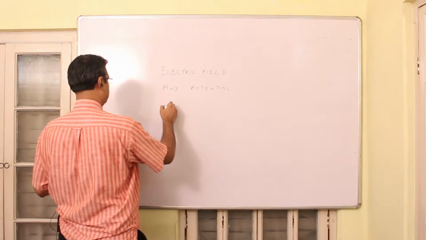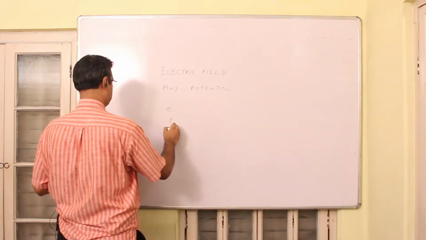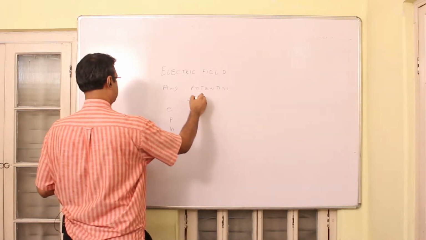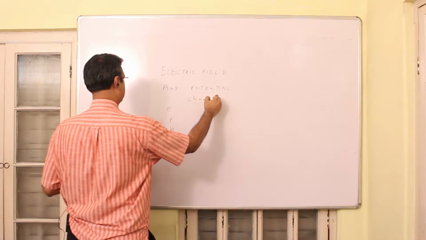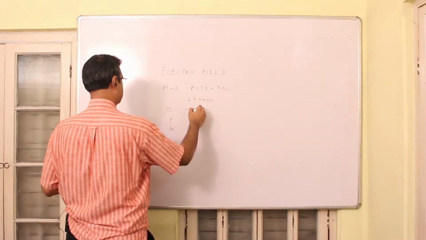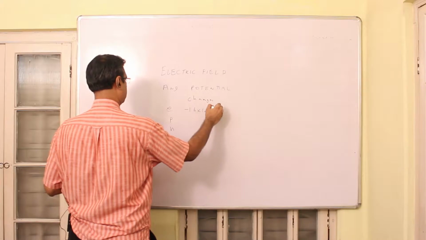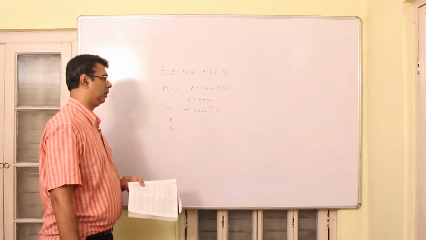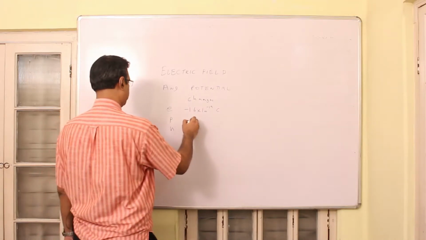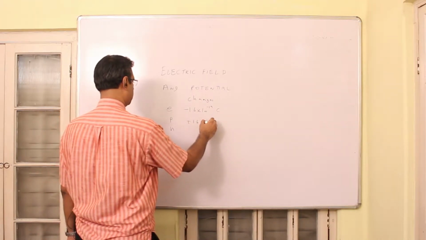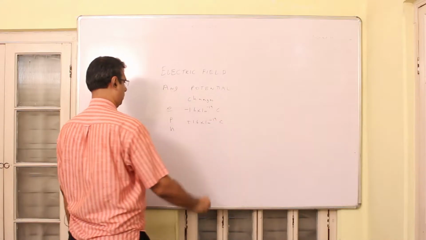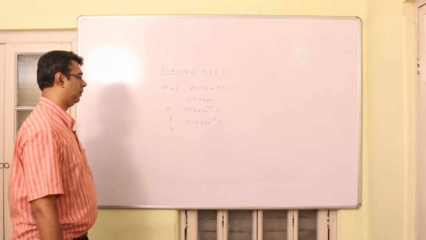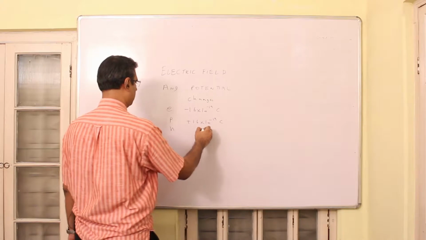If you consider the charges on them, then the charges are, for electron it is minus 1.6 into 10 to the power minus 19 coulombs. For proton it is 1.6 into 10 to the power minus 19 coulombs. Neutrons do not have any charge.